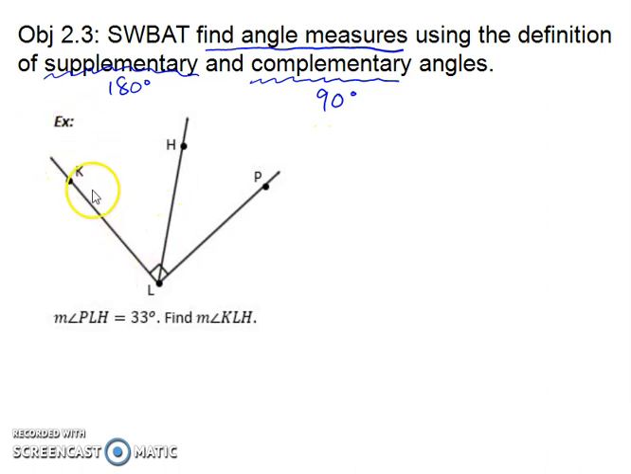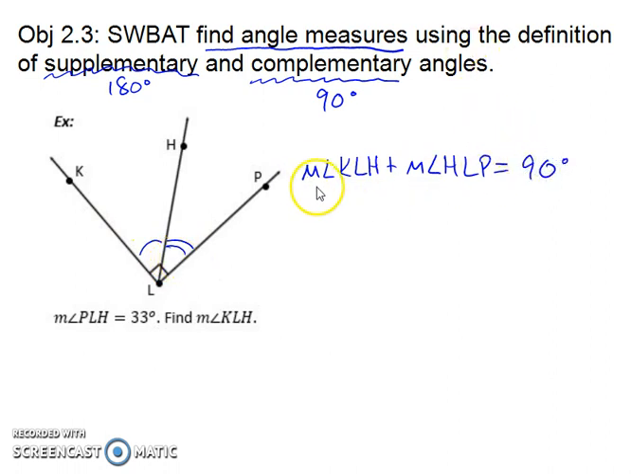So in this first example, we see two adjacent angles, and we know that they're complementary because together they make 90 degrees. You can see the little box that tells you 90. So I'm going to start by writing an equation here. And just like we did last objective, we're going to use part plus part equals whole. So measure of angle KLH plus measure of angle HLP. So that's this angle and this angle. Together, we know that they're complementary, which means that their two angle measurements add to 90. So that's the whole that you get when you add these two parts together.